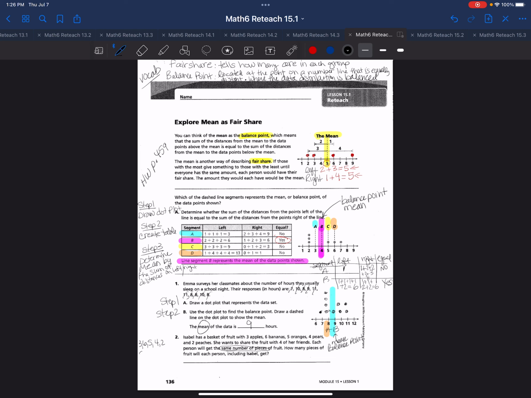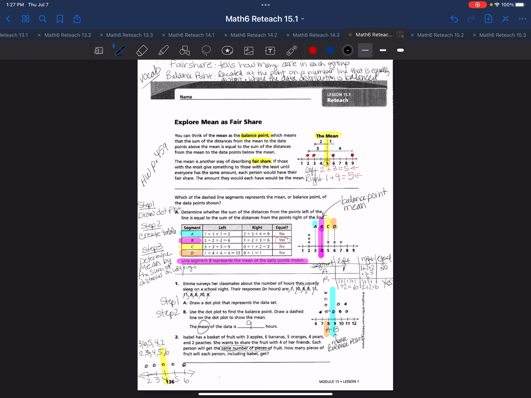So I need to put these in order: 2, 3, 4, 5, and 6. So I need to go ahead and do a number line here and plot those points. I have one on each of them. This one's fairly simple to see, because if I just fold it in half here, I know that on the left side, you would have 1 and 2, that would be 3. And on this side, 1 plus 2 is 3. So that would be equal and balanced on each side.